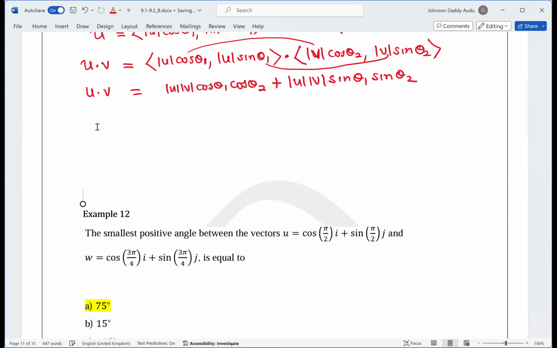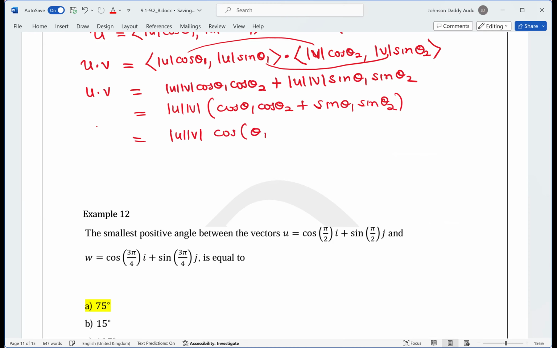Now, if you look at this one, what is common? The magnitude of u, magnitude of v is common. So you will have cosine theta 1, cosine theta 2, plus what? Sine theta 1, sine theta 2. And this, if you look carefully, you will see that this is nothing but what? Cosine of theta 1 minus what? Theta 2. Okay. So what is theta 1 minus theta 2?